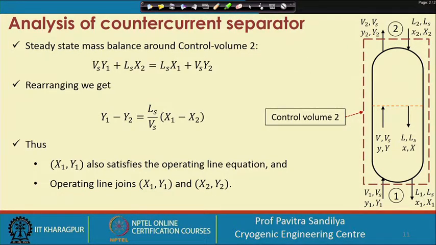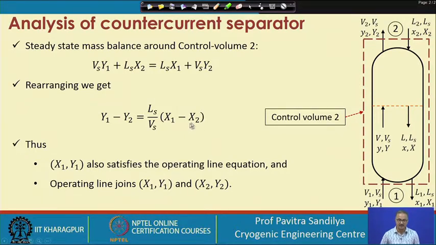Now, what we do? We look at the column as a whole. Here we choose another control volume 2, which encompasses the whole height of the column, and when we again write the steady state mass balance, we have Vs into y1 plus Ls into x2 is equal to Vs into y2 plus Ls into x1. That is how we write the steady state mass balance for this control volume, and rearranging this we get this particular equation.